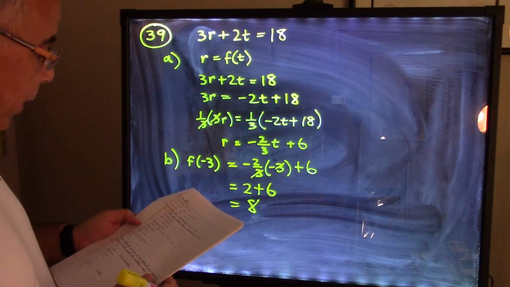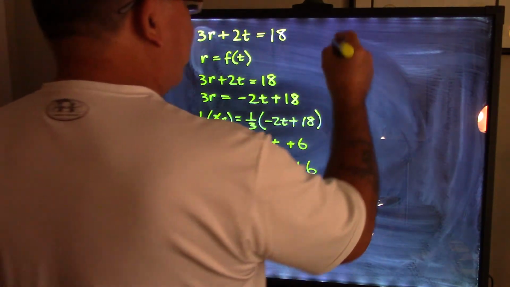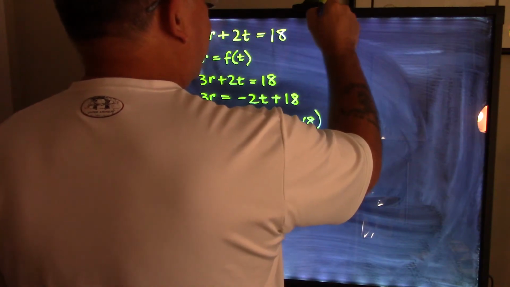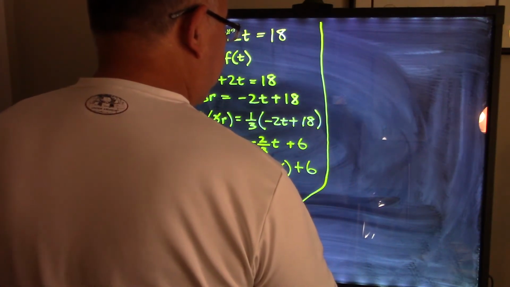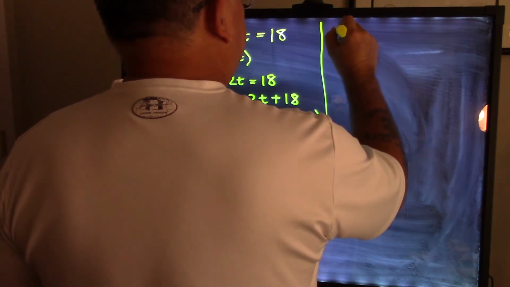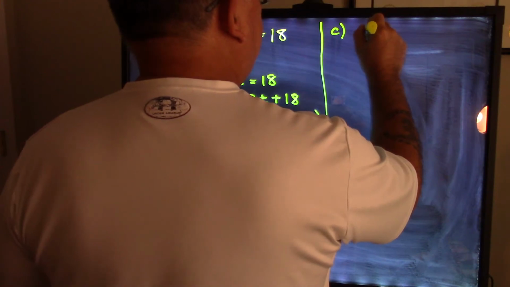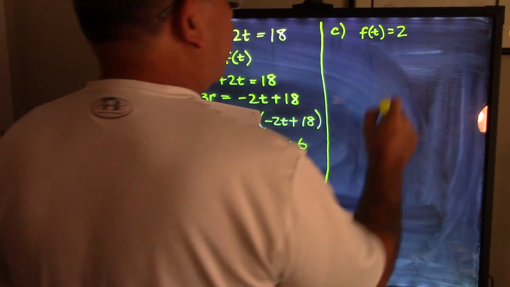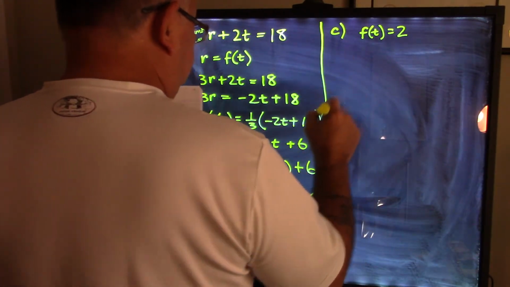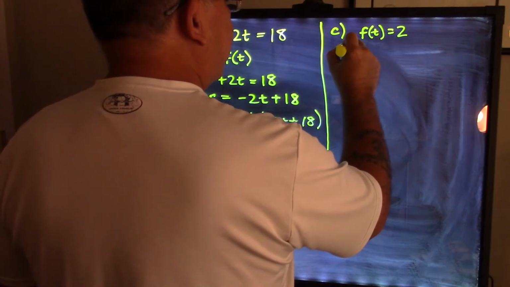And then part C, solve f of t equals 2. I'll do that over here. Let me divide this. Part C. F of t equals 2. So f of t, once again, is negative 2/3 t plus 6.